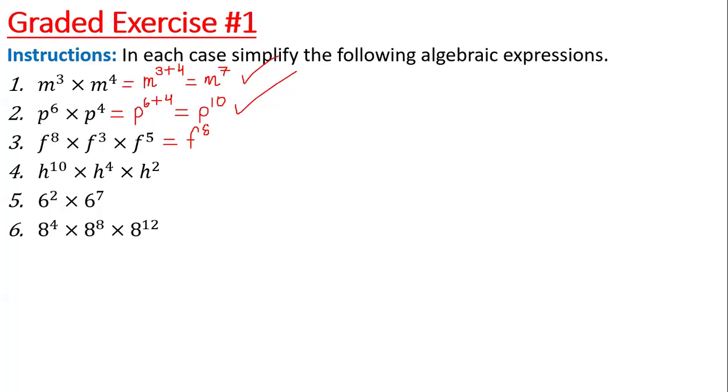So with number 3, because we are multiplying indices and the base is the same, we have 8 plus 3 plus 5, which gives us 16. And our answer is f to the power of 16. Very good. How many persons got that?